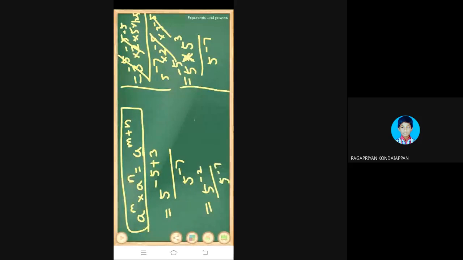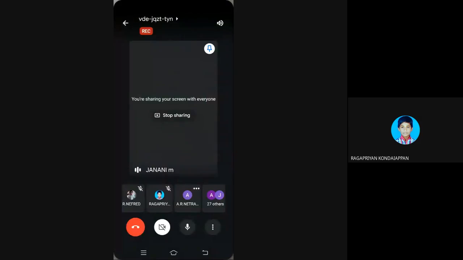Now to make it positive, we can apply the division law, a power m divided by a power n. According to the division law, with base 5, the powers are subtracted. Minus of minus will become plus. So 5 power minus 2 plus 7. 7 minus 2 is 5. So the answer is 5 power 5. Okay. So in this way you have to solve the questions.